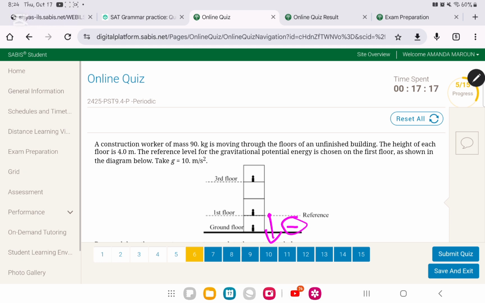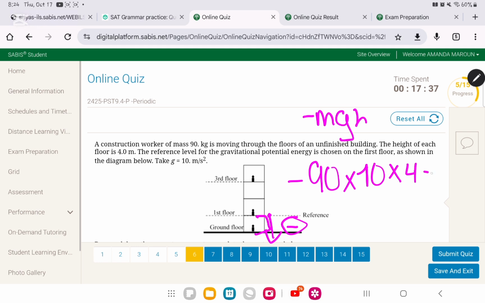It is minus. So we will be using minus mgh for the first one. His weight is what? 90 kg multiplied by g, which is 10, multiplied by the height of one floor, which is 4 meters. If you do it on your calculator, you will get minus 3,600.